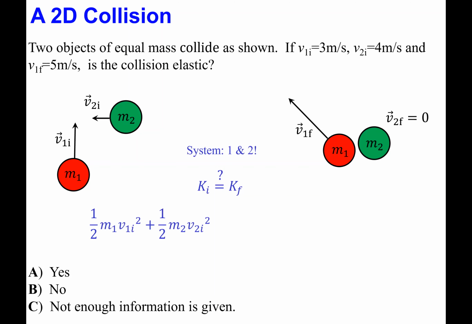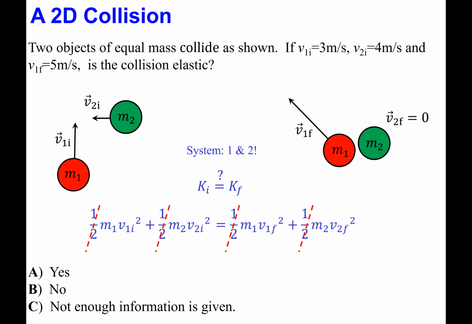And then we can unpack this and express it as the initial kinetic energy of mass 1 plus the initial kinetic energy of mass 2. That's the left-hand side. The right-hand side would be the final quantities. So the final kinetic energy of mass 1 plus the final kinetic energy of mass 2. And so the question then amounts to showing that this equation is true, or checking to see if it is.